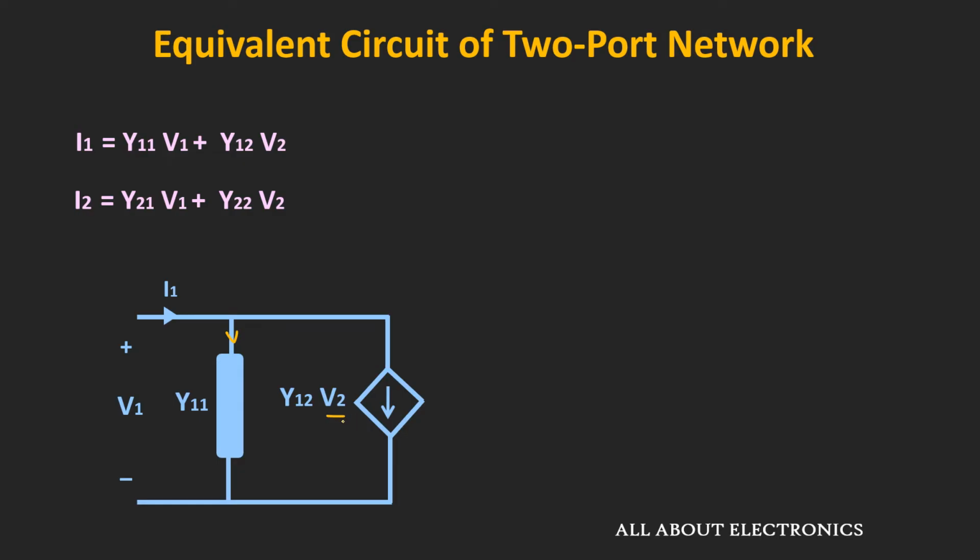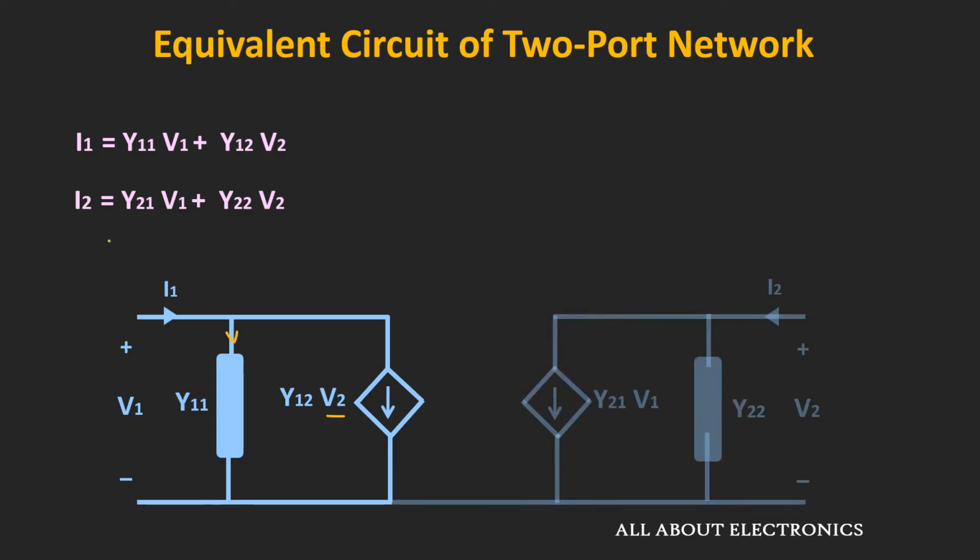Similarly, from the second expression, we can say that this current I2 is the incoming current, while the terms Y21 V1 and Y22 V2 are the outgoing currents. In this second expression, Y21 times V1 is the voltage controlled current source. So this is the equivalent circuit of the two-port network in terms of the Y parameters.